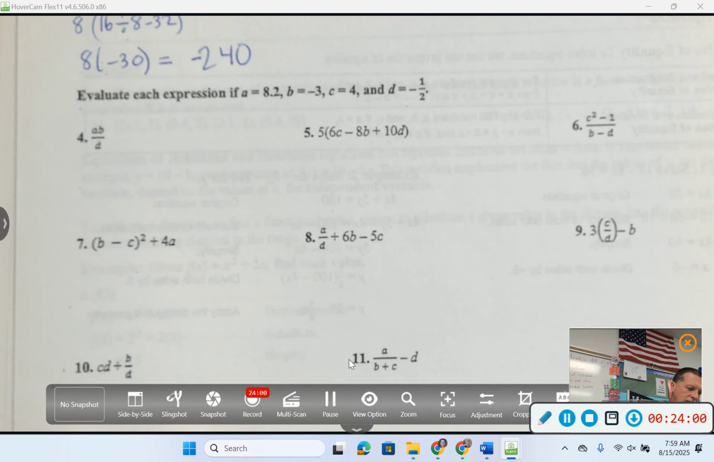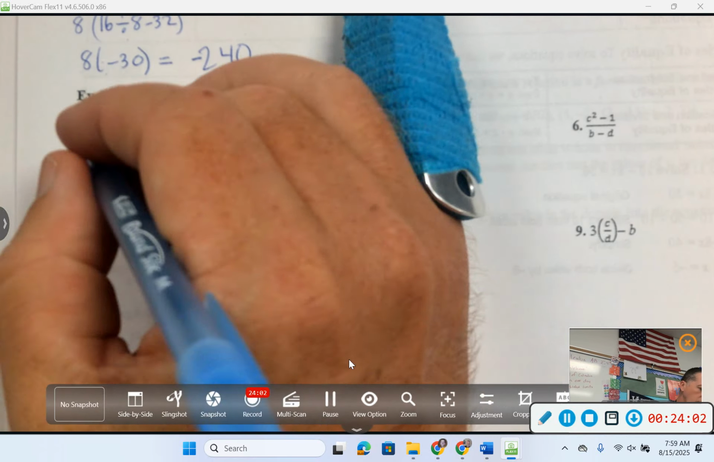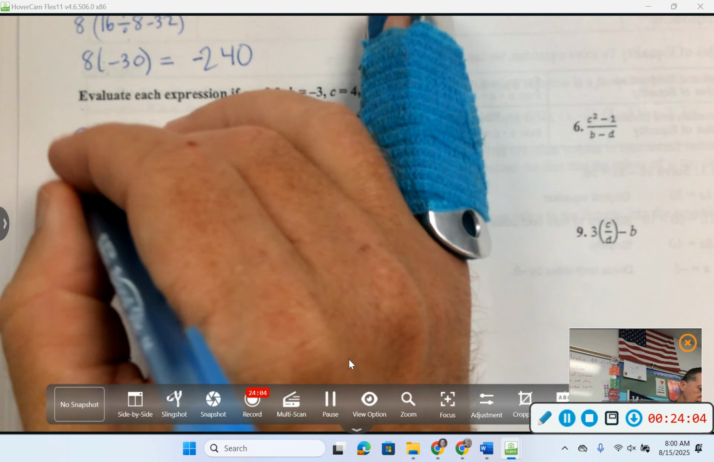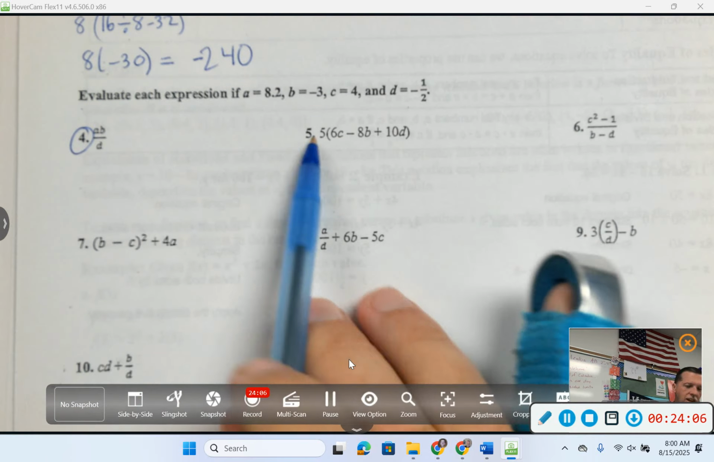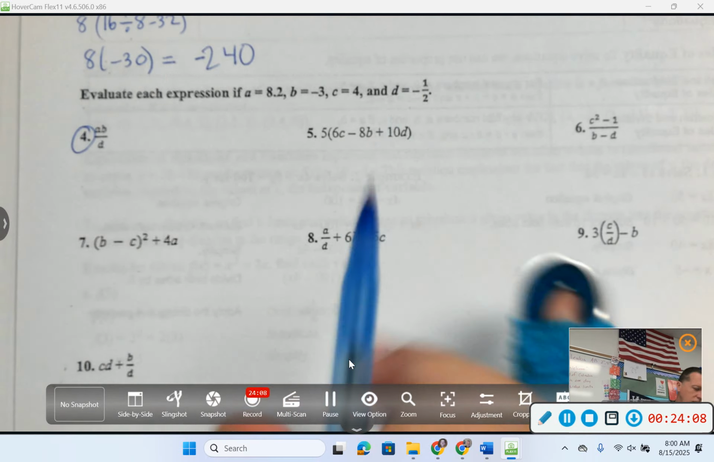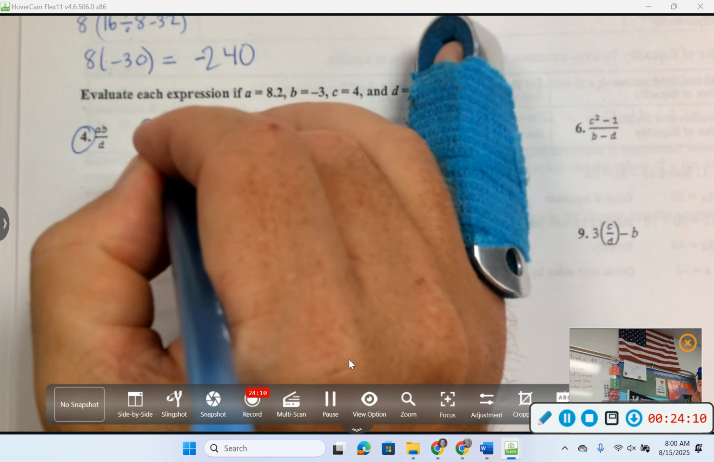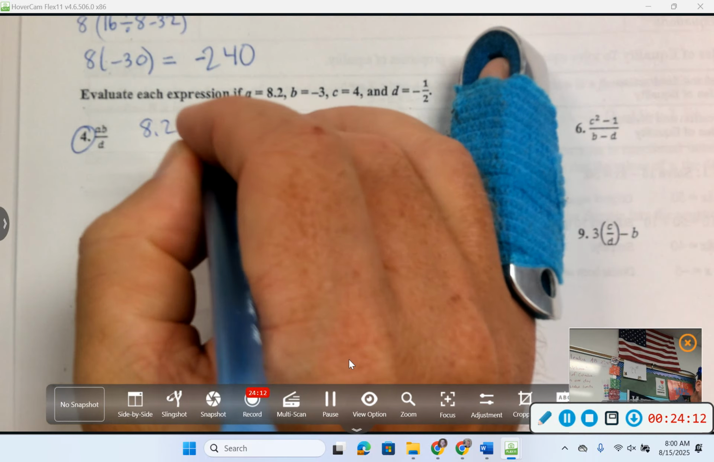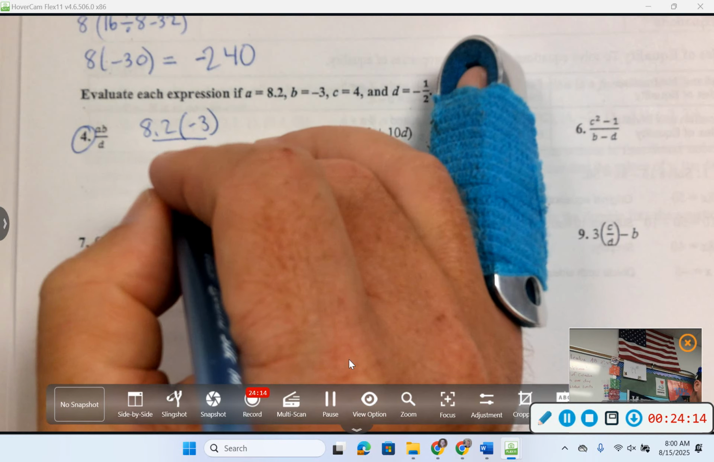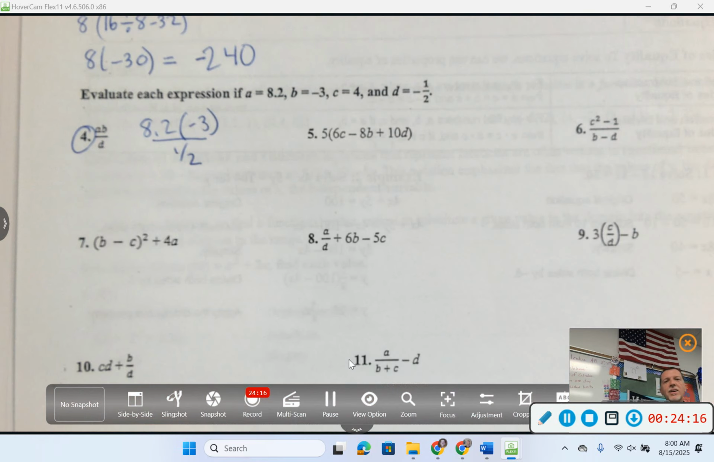Let's skip ahead to number 4. A, B over D, and they've given you what those are. So 8.2 times negative 3 over 1/2. Ooh, that's kind of yuck.